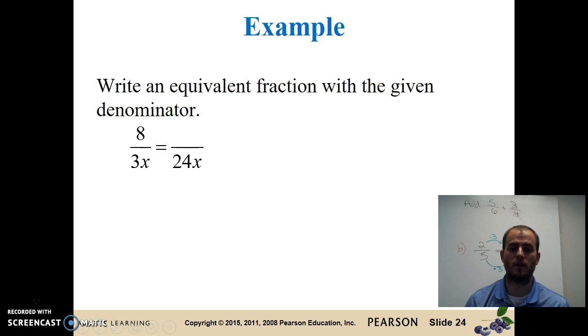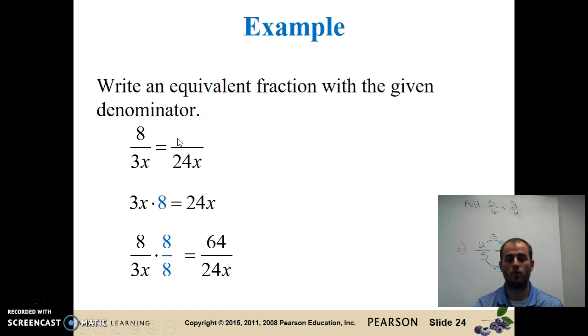And one more, 8 over 3x equals what over 24x? So to go from 3x to 24x, you would need to multiply by 8. So multiply the numerator by 8, and you'd get 64 over 24x. Okay, so that's how you rewrite fractions with common denominators. So that's the second half of section 4.4.